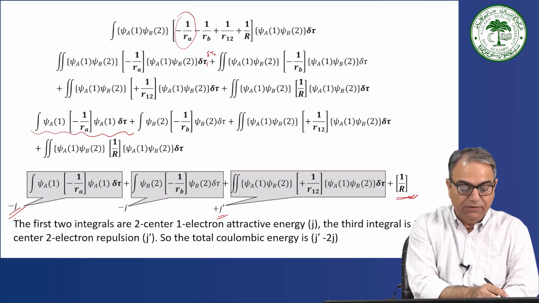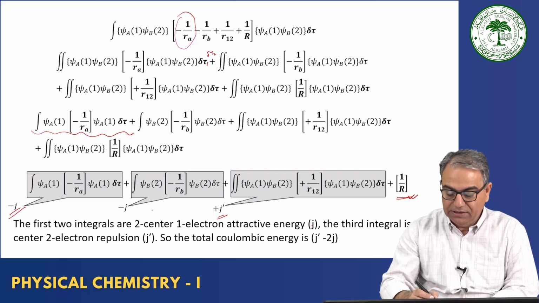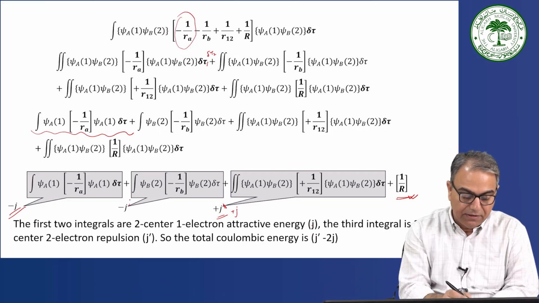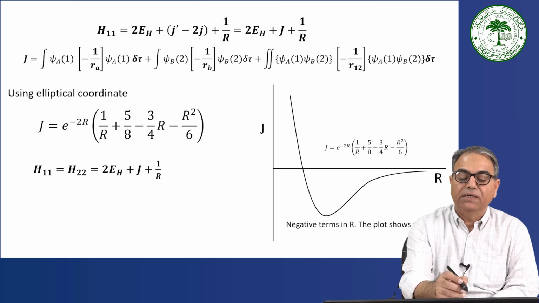So this is minus J, this is minus J, this is plus J, this is not prime. You remove the prime from here, and add the prime here. Okay. So that's a mistake on the slide. You correct it. So now you have the energy equal to J prime minus 2J. So you can write J prime minus 2J plus 1 by R.